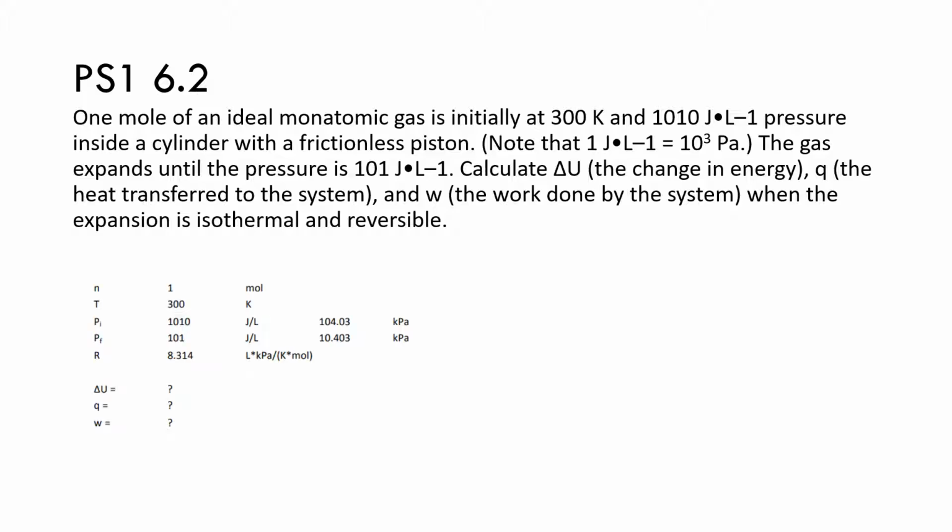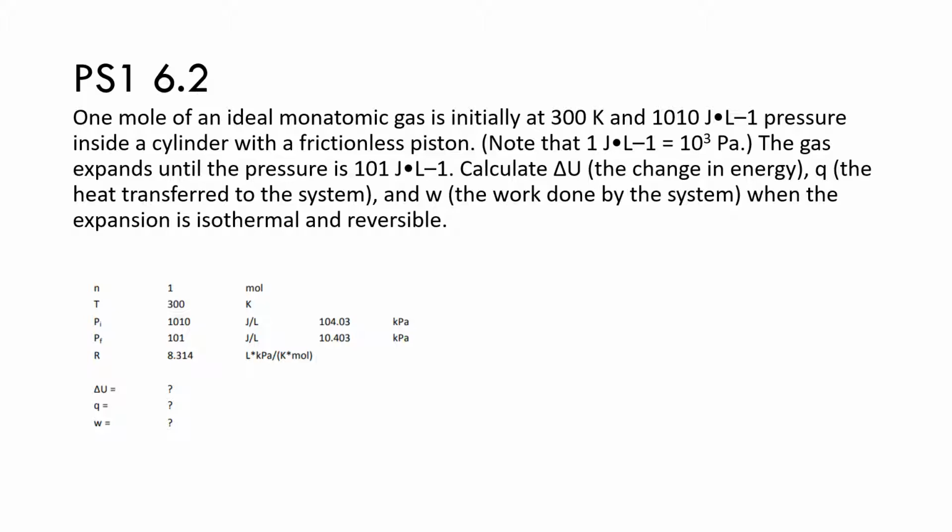So first we have that our number of moles is equal to 1 because they told us at the very beginning. Our temperature is equal to 300 Kelvin. Our initial pressure is equal to 1010 joules per liter. Our final pressure is 101 joules per liter. And the R value that we're going to be using, based on the units that we have in this equation, is 8.314 liters times kilopascals per Kelvin times moles.